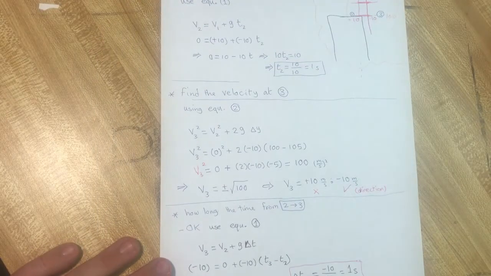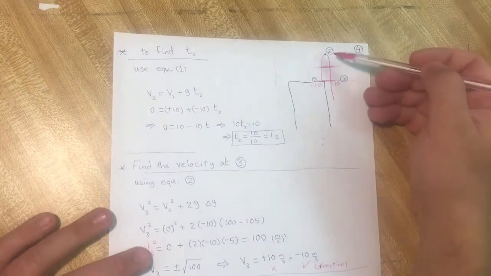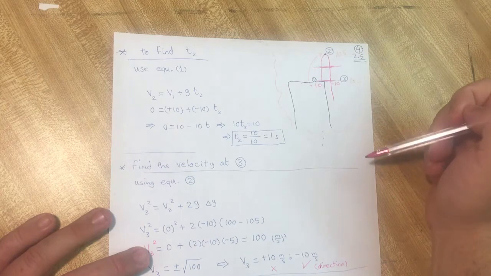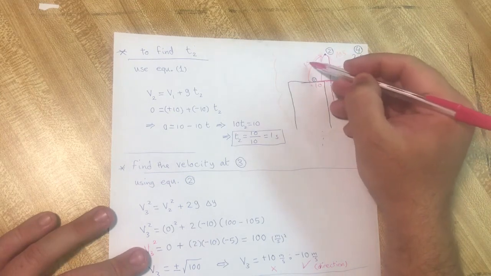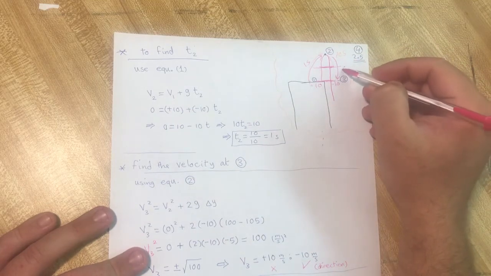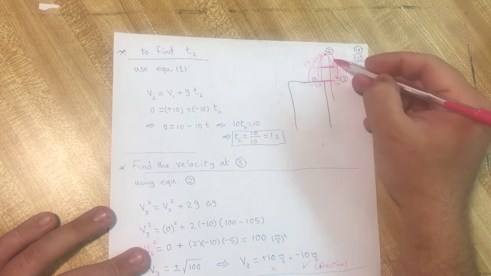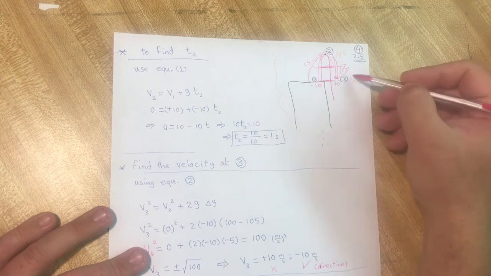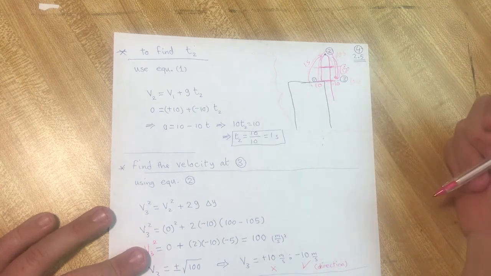Okay, what is the time now? Again, we can use equation number 1 to find the time period from point number 2 to point number 3. To climb up, we spent 1 second. You will see that to go down again, we will spend also 1 second. So the flight time from point 1 to point number 3 is 1 second plus 1 second, which is 2 seconds.